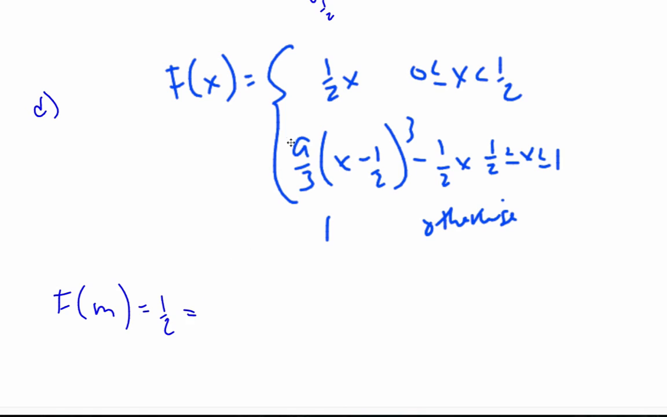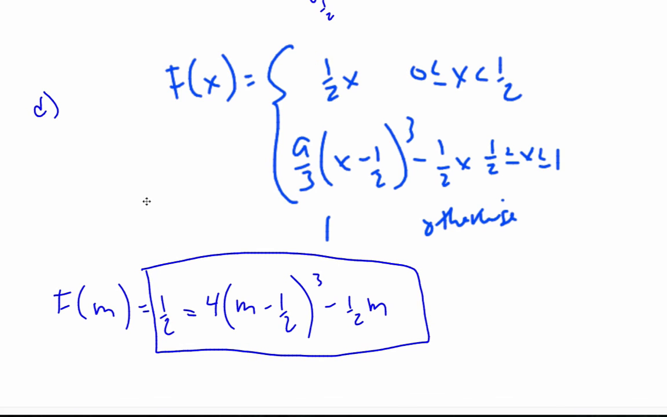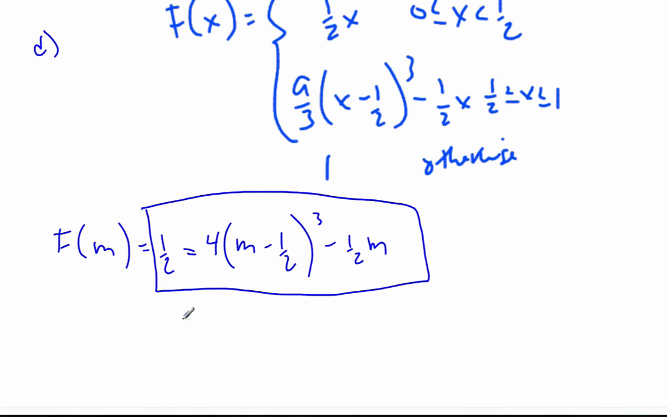So I'm going to set it equal to, well, that's 12 over 3, which is 4, times (m minus 1/2) cubed minus 12m. This particular equation here, again, use your calculator, solve it, and you should get m to be 0.795 to 3 significant figures.